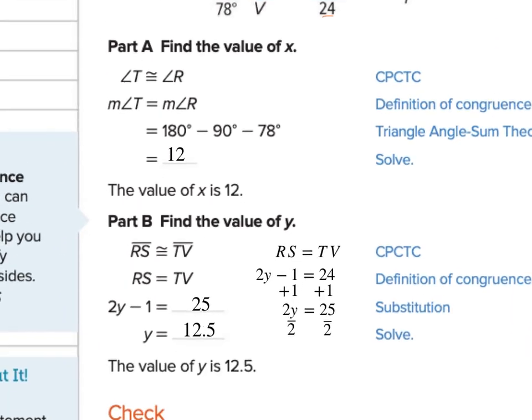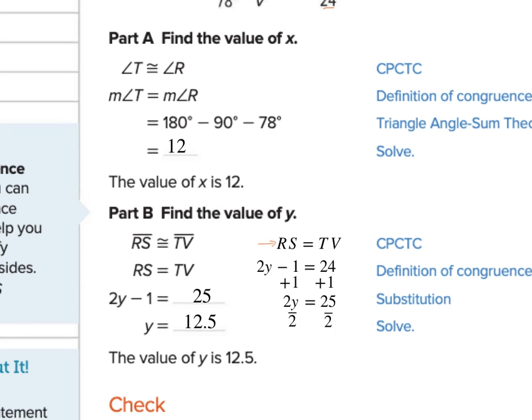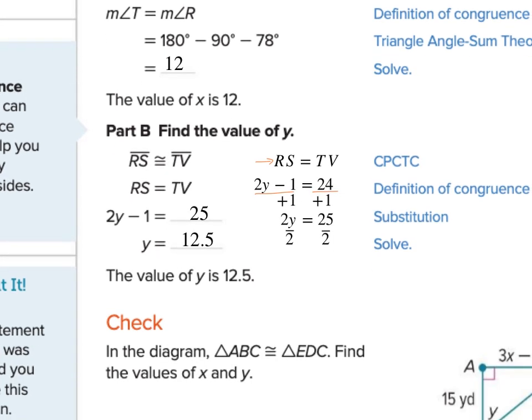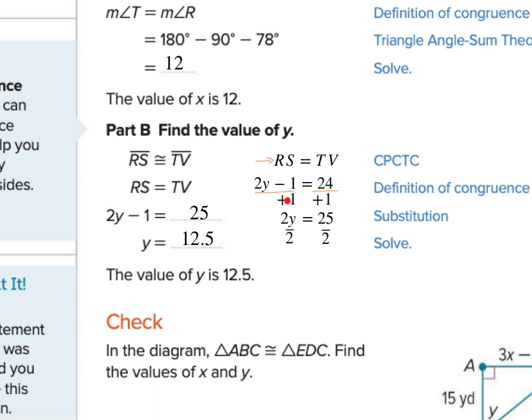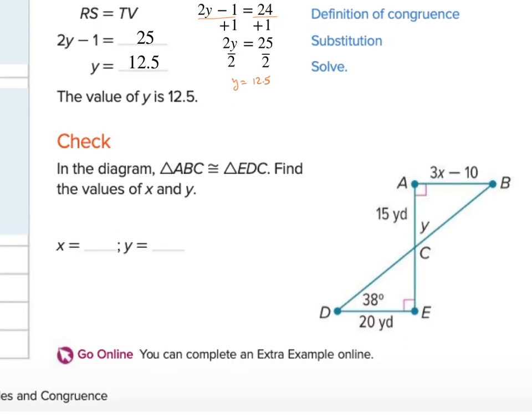For those two segments I mentioned earlier, those two are equal, so we did some substitution, did some inverse operations, and found out 2y minus 1 is equal to 24. Add 1 to both sides. This becomes 0. 2y equals 25. Now we divide both sides by the coefficient, 2, and then y equals 12.5. And that's how we could use that information using the definitions of congruency.